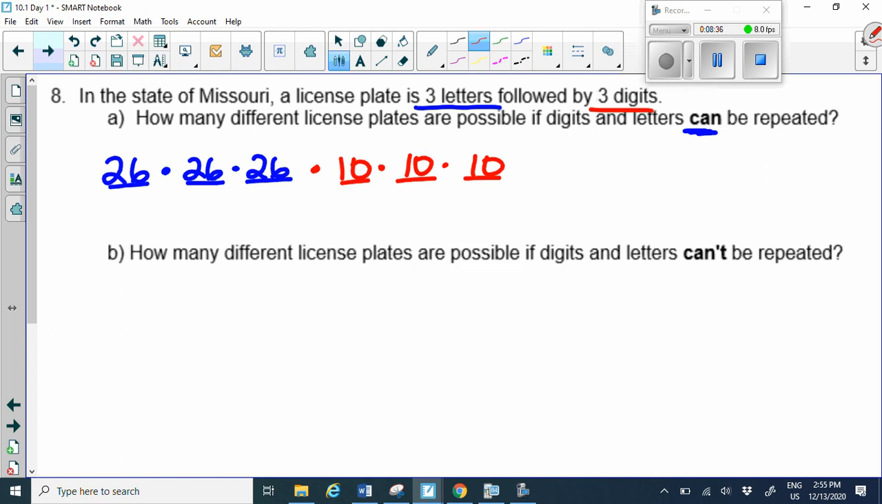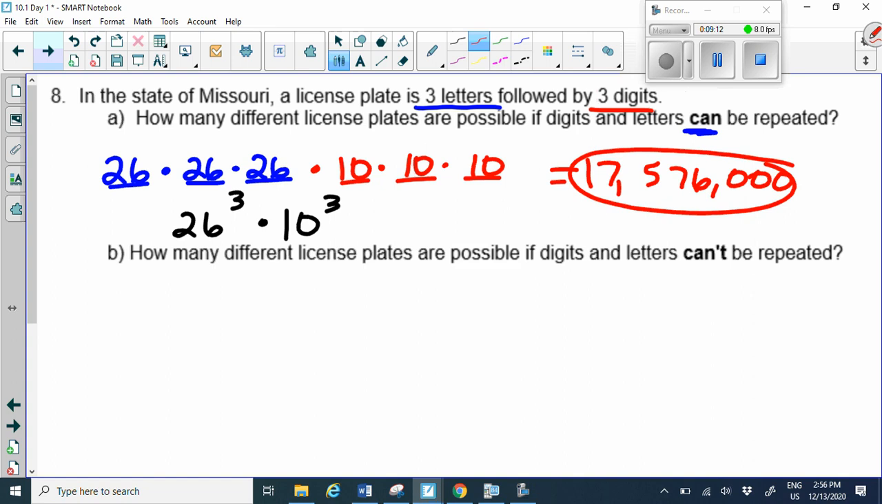So now here, I can go ahead and multiply. Just put this into your calculator. And remember, since we have the same base here, 26 for the same number and I'm doing it 3 times, I can represent it as 26 to the third, and multiplying by 10 to the third, because I have the same number. That's just another way of writing it, and you can plug that into your calculator as well if you want to. Okay, so once we calculate, we get a very large number, 17,576,000.